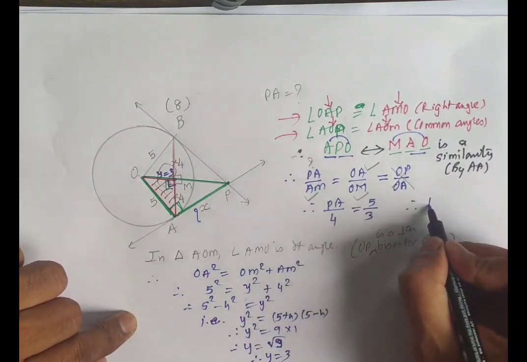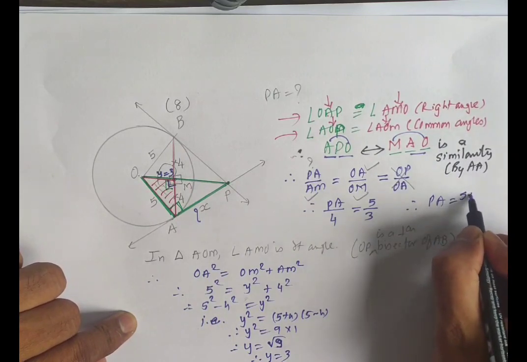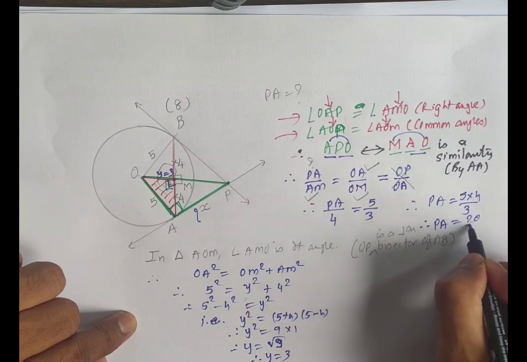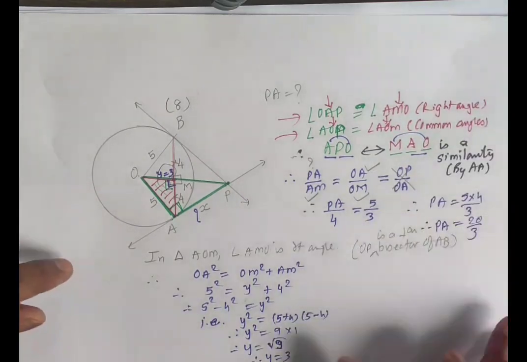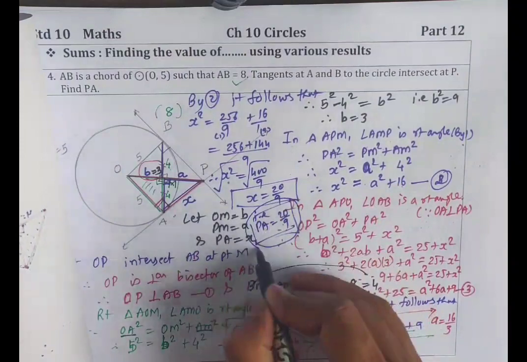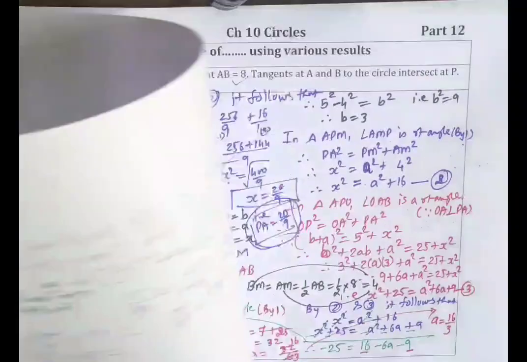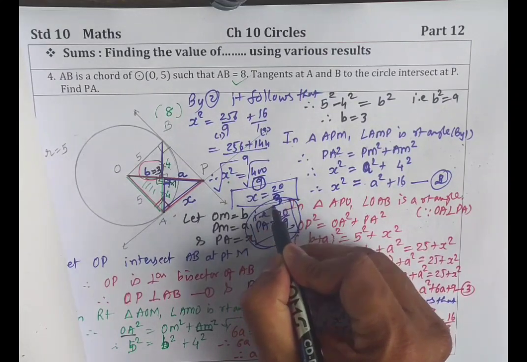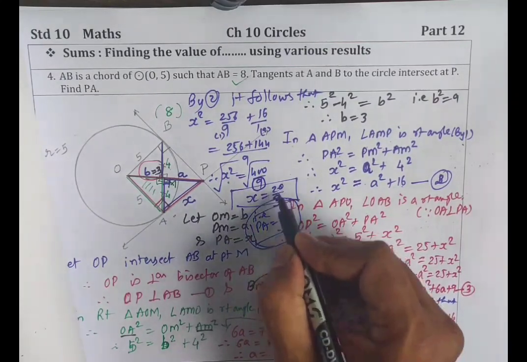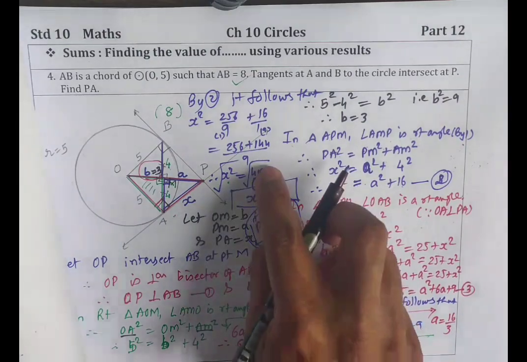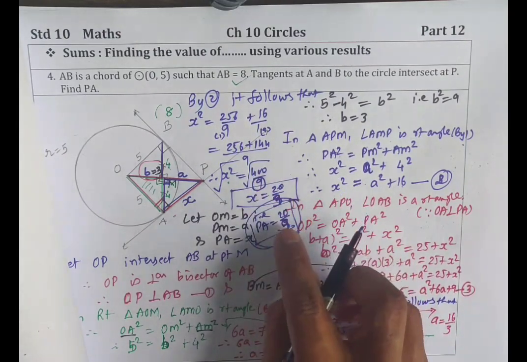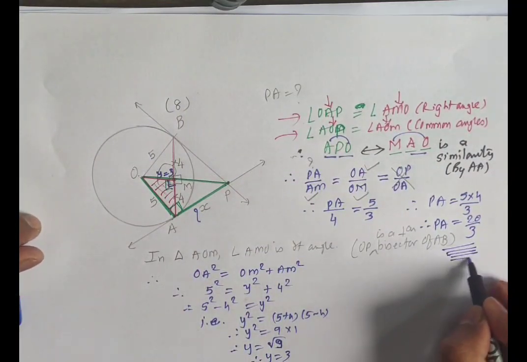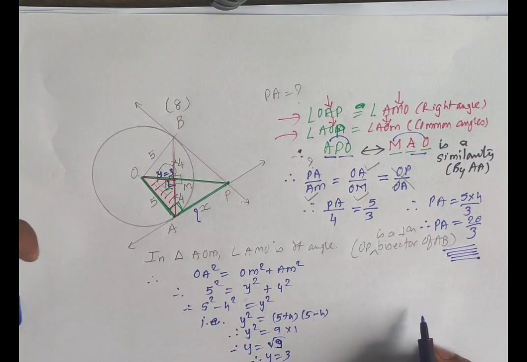Therefore cross multiply. PA is equal to 5 into 4 upon 3. Therefore PA is equal to 20 upon 3. It became very short. You see this, PA is 20 upon 9. Oh, that is my mistake again. Square root of 9 is 3. Can you see that? Square root of 400 is 20. Square root of 9 is 3. So PA is 20 upon 3. Is that clear to you, children?